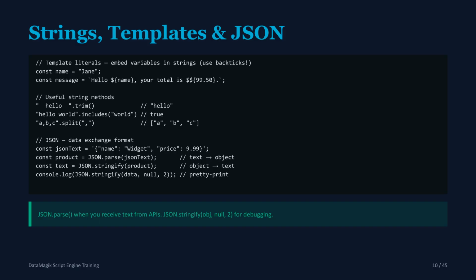Template literals use backticks to embed variables in strings. Useful string methods include trim, includes, and split. JSON, or JavaScript Object Notation, is the standard data exchange format. Use JSON.parse when receiving text from APIs, and JSON.stringify for debugging.